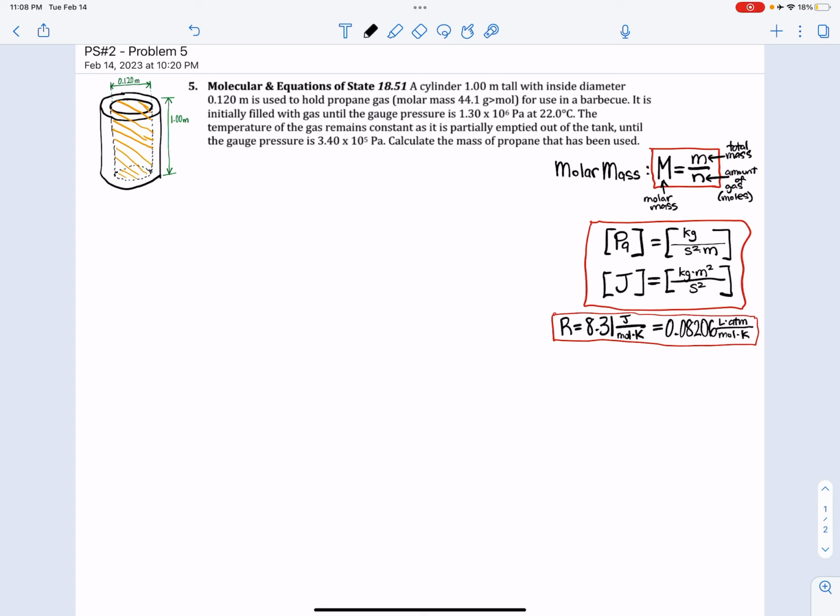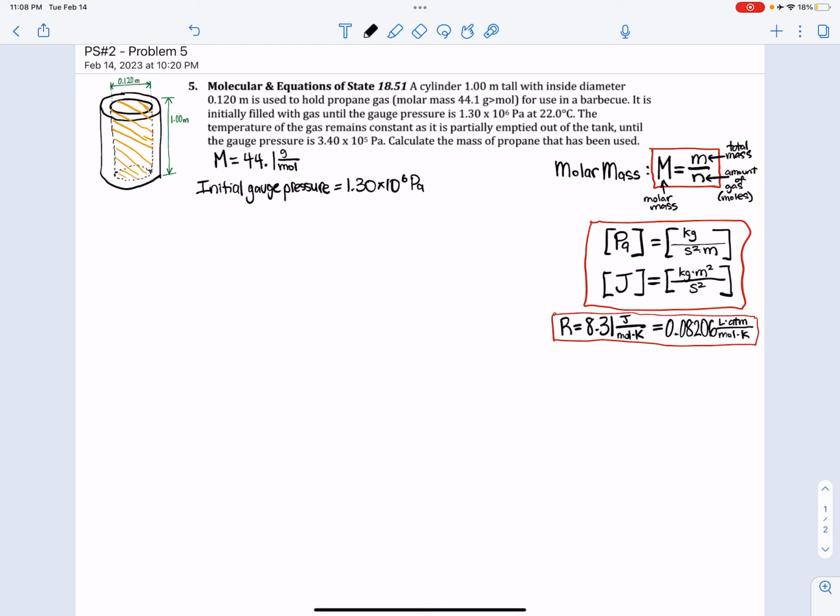Some of the givens that we have is molar mass, and that is 44.1 grams per mole. Okay. Other given that we have is the initial gauge pressure, and that value is equal to 1.30 times 10 to the 6 pascals.